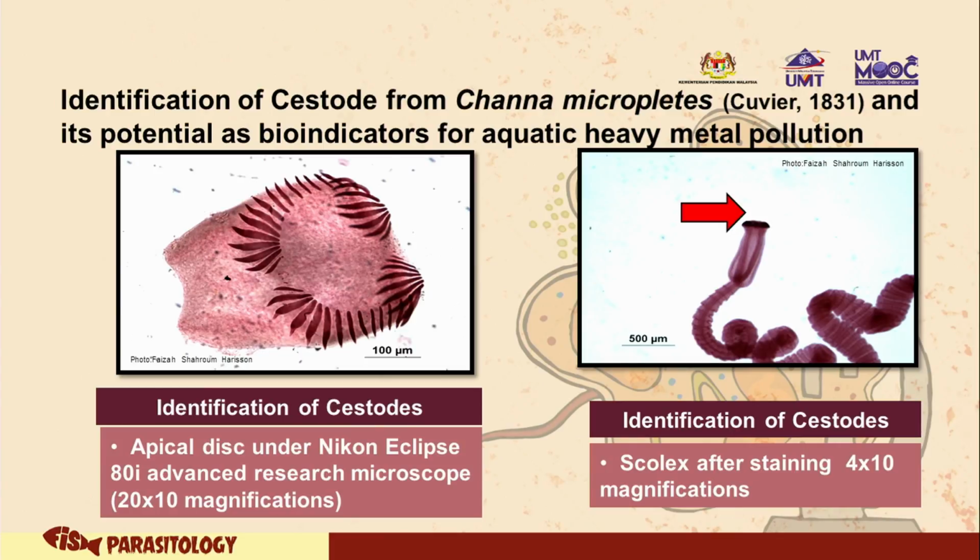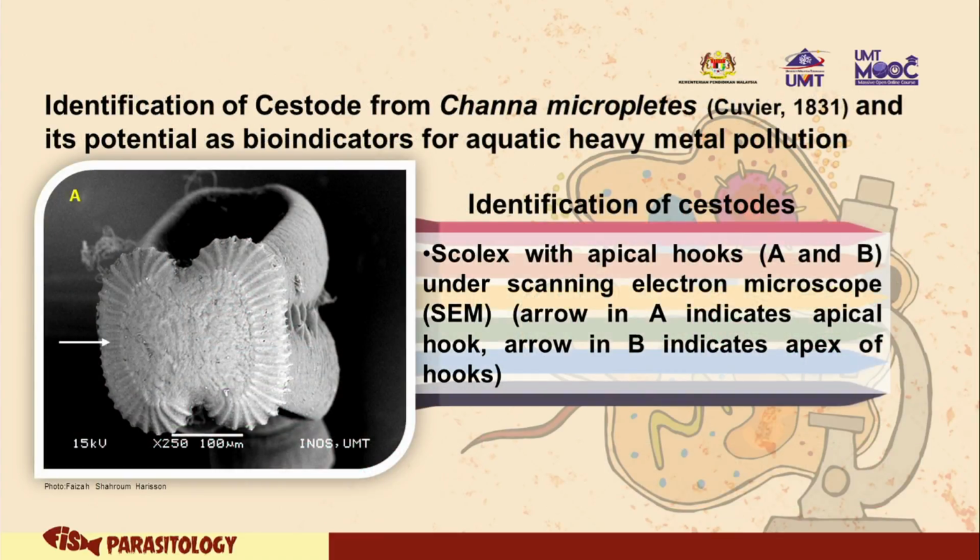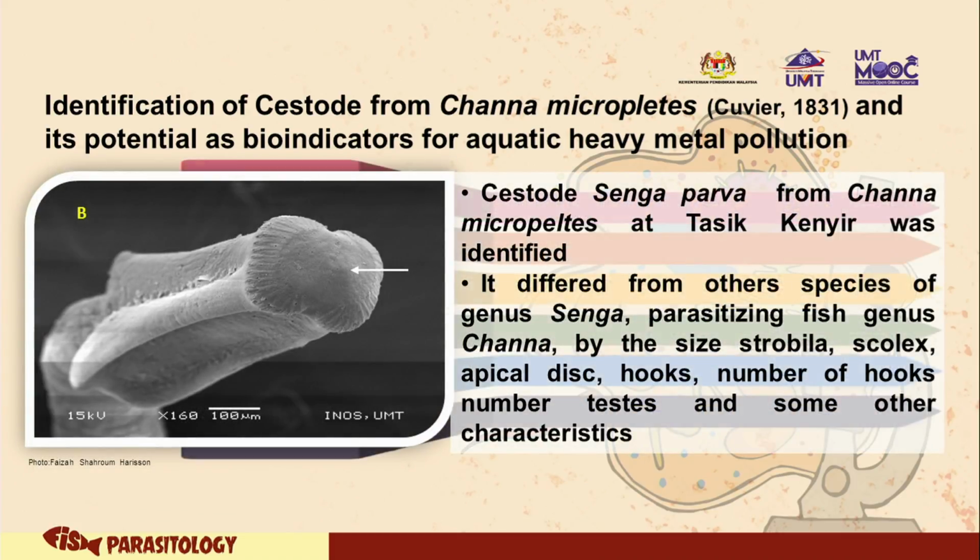This is the identification of the cestode from Toman or Channa micropeltis, and it has potential as a bioindicator for aquatic heavy metal pollution. The scolex has apical hooks, A and B, and this is seen under the scanning electron microscope or SEM. The arrow in A indicates the apical hook. The arrow in B indicates the apex of the hooks.